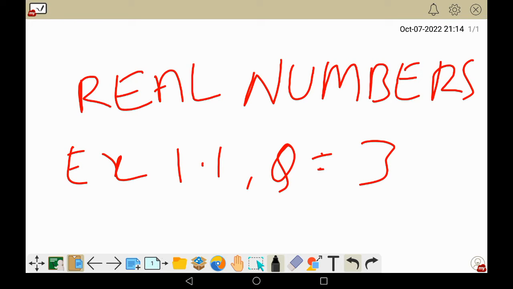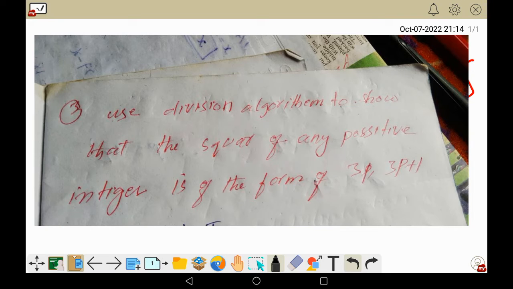Hello friend, today I am going to explain the third question of the first chapter, Real Numbers, exercise 1.1. The question is: use division algorithm to show that the square of any positive integer is of the form 3p plus 1.